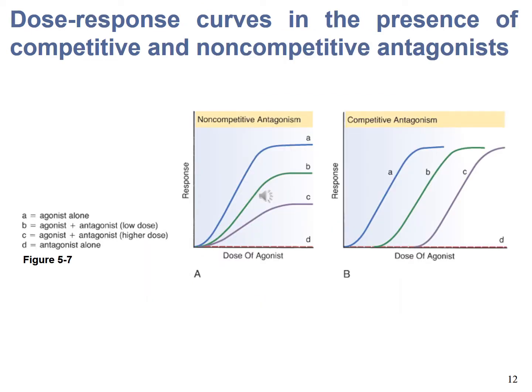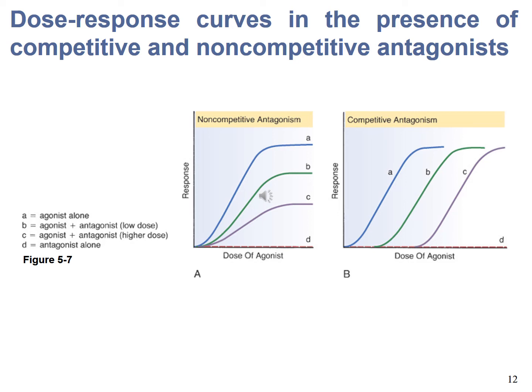Okay, on this slide you have dose response curves in the presence of competitive and non-competitive antagonists. Let's start first with non-competitive antagonism, or non-competitive inhibition. Look first at curve A, the tallest one in blue. It's an agonist alone. If you remember, an agonist is able to produce 100% of the response. The maximum response is seen when you have an agonist alone.